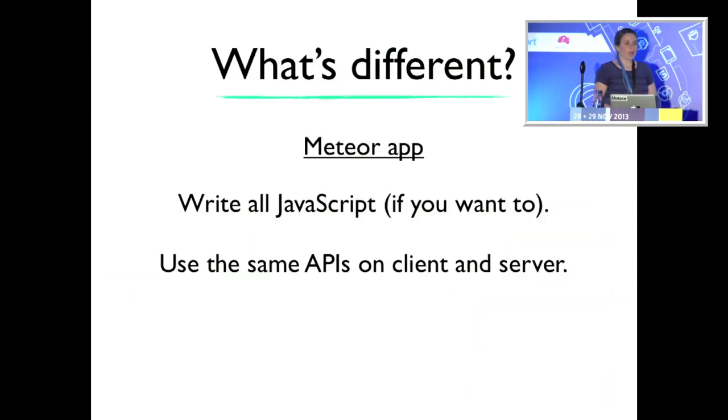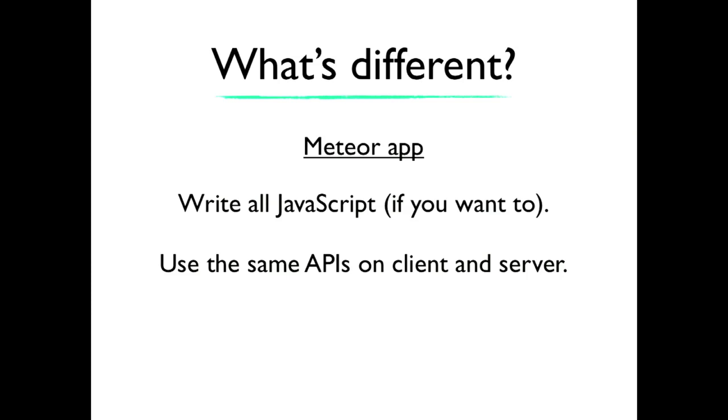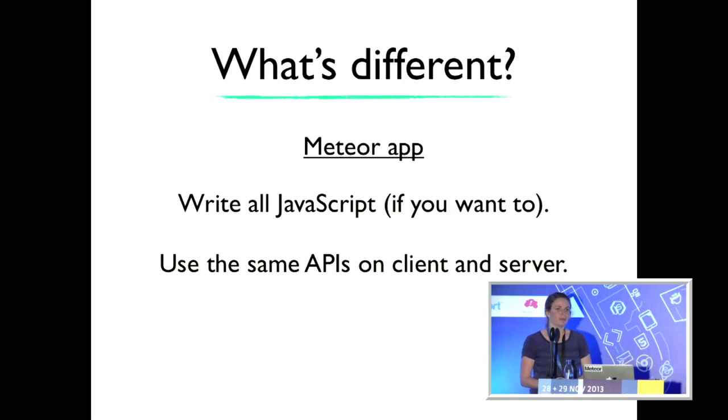In Meteor, our philosophy is that it's much easier to do it all. We're a little bit more of an opinionated framework. We want it to be as easy as possible for you, and so we try to make the hard decisions for you and give you one stack. So by default, you write your entire app in JavaScript, server code, client code, and that means you can share a lot of code from the client and the server, and you can use the same APIs on the client and the server, except where it doesn't make sense, and I'll give you some examples of that.